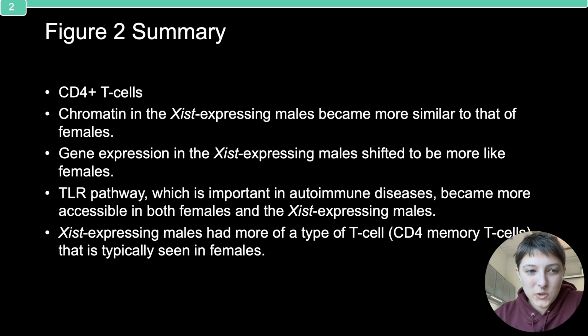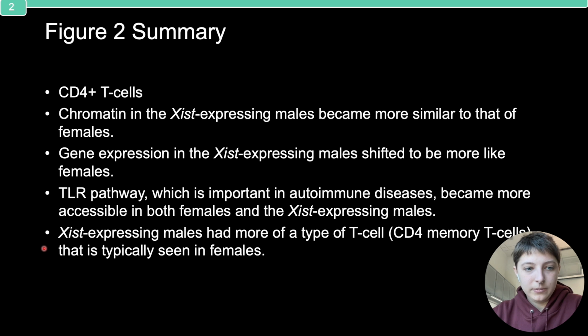And okay, so this is just a summary of figure 2. We're using CD4 positive T cells to get our ATAC-seq and our RNA-seq, and that's how we can do all of those different plots, whether it be the MA or PCA or the heat maps. I just said that the chromatin is pretty similar between the Xist expressing males and females, and gene expression is also similar. And the TLR pathway, which I didn't highlight, was probably in that list of gene pathways that they pulled out from their ATAC-seq data.